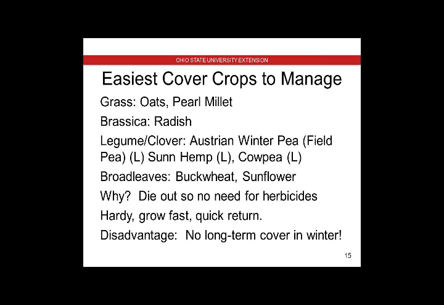And then the broadleaves, we have the buckwheat and the sunflower. Buckwheat, just a hint of frost and it will die. Same way with the sunflower. Sunflower has a nice root on it that helps with compaction. So they're hardy, they grow fast, we get a quick return. There is a disadvantage. You have no long-term cover except from the residue during the winter.